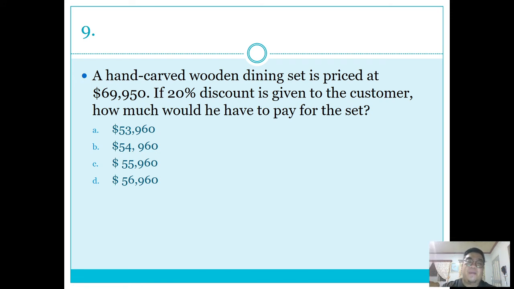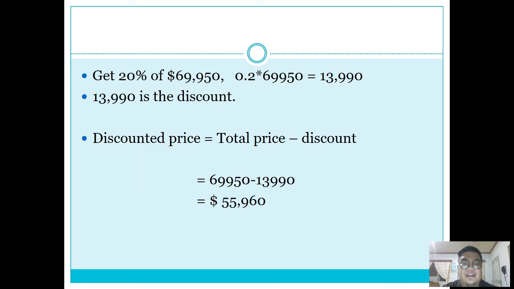So, instead of paying for the whole 69,950, instead of paying for the 100%, dahil nabawasan ng 20%, 80% na lang ang babayaran niya. So, ito yung solution, no? So, get 20% of the 69,950. That's 0.2. 20% is convertible. From 20%, magiging 0.2 na lang siya. Multiply it by 69,950. So, ang sagot, 13,990.